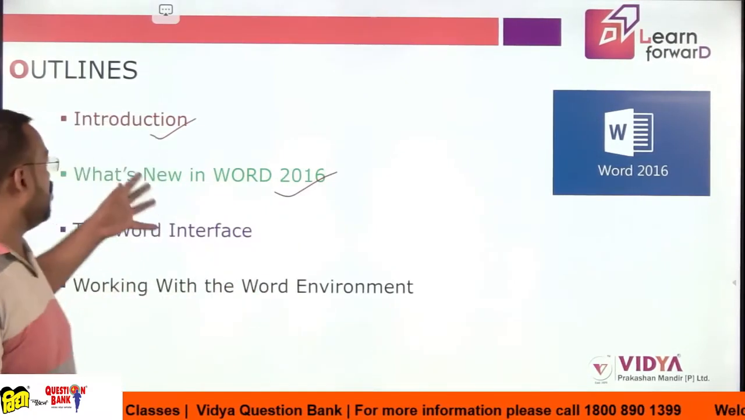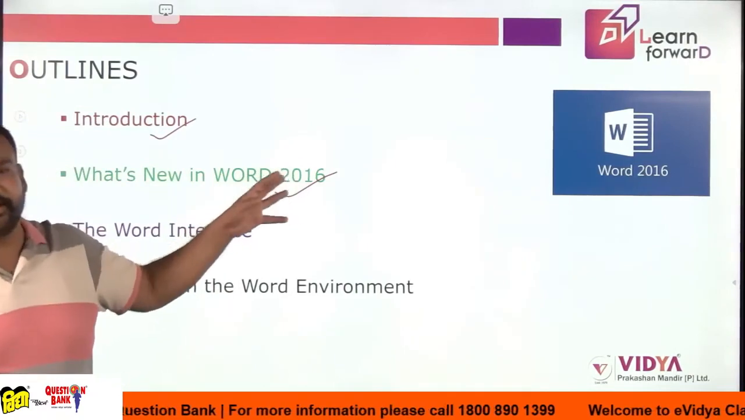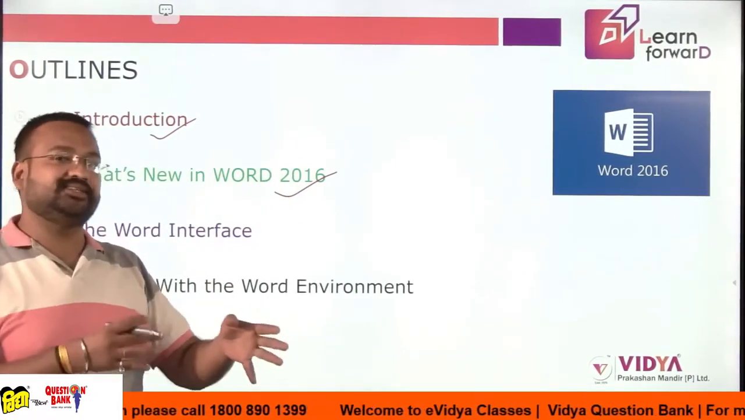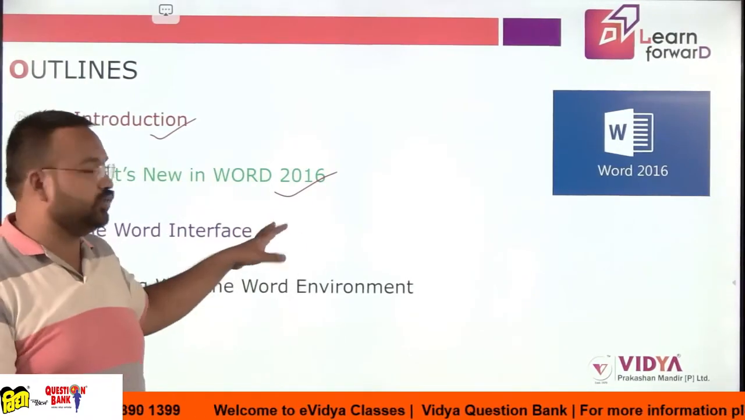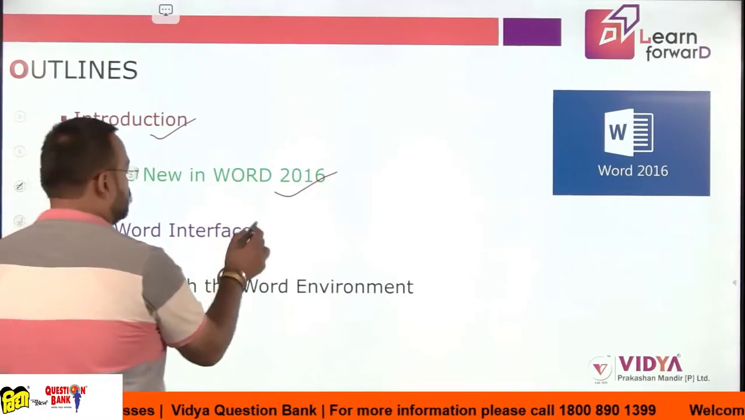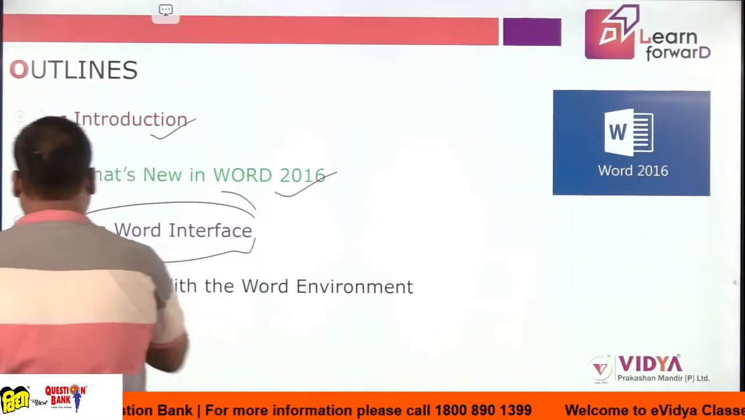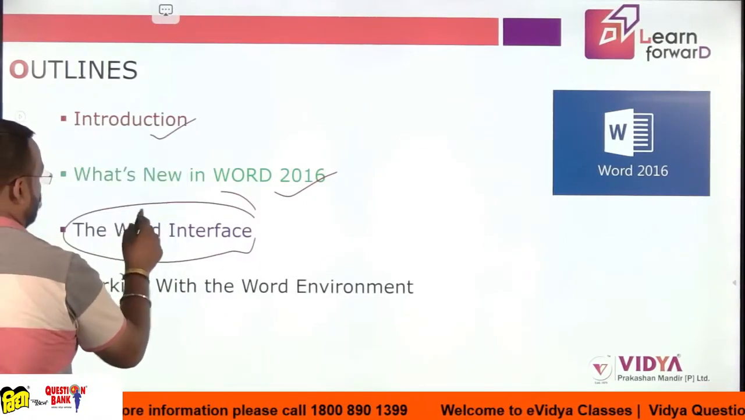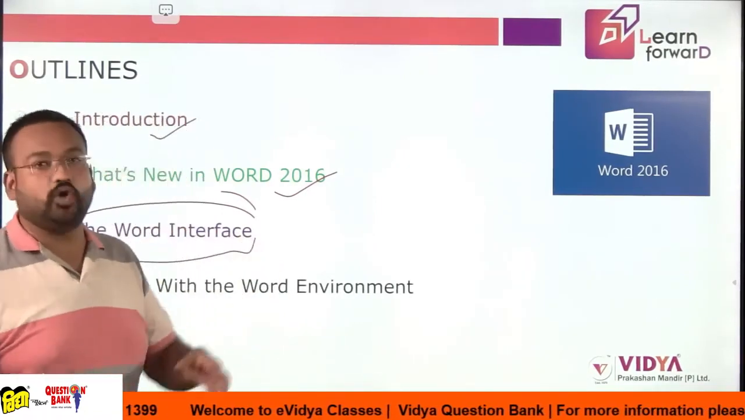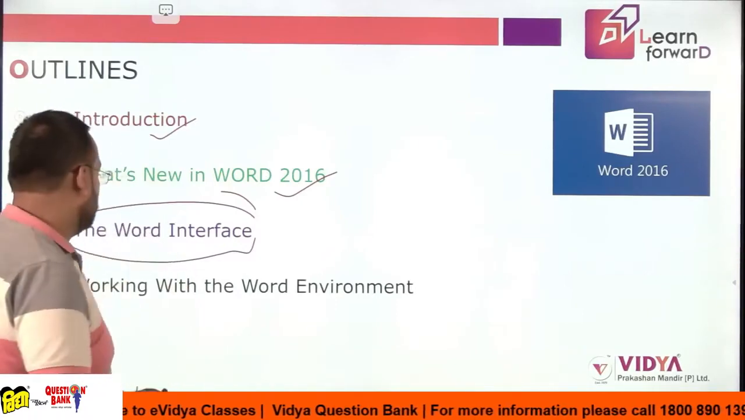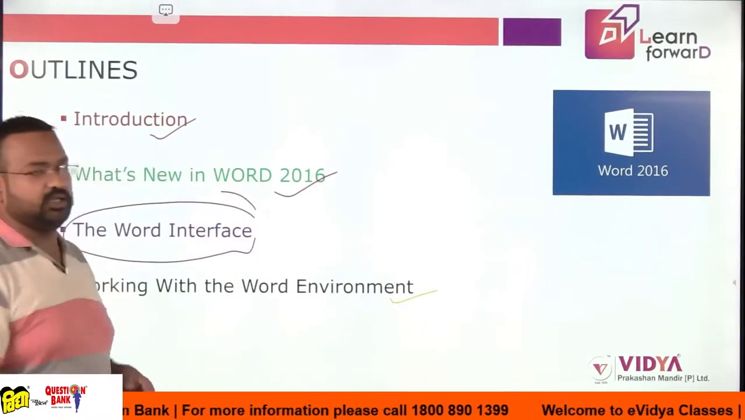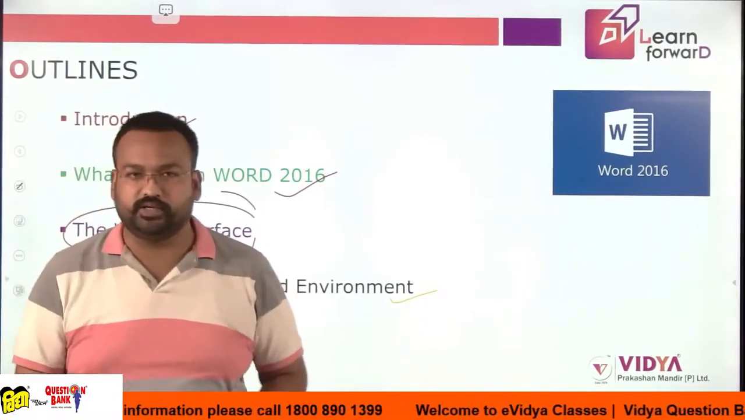I hope you have all heard these words, 2016 or 2007 or 2003. So basically these are the different versions. So we are going to look into what this version contains. Then we are going to see the Word interface, what it looks like, what are the different features that have been added and how we can use those features. And at the last we will see some basic commands and some layout, that is, how we can use this Word environment.